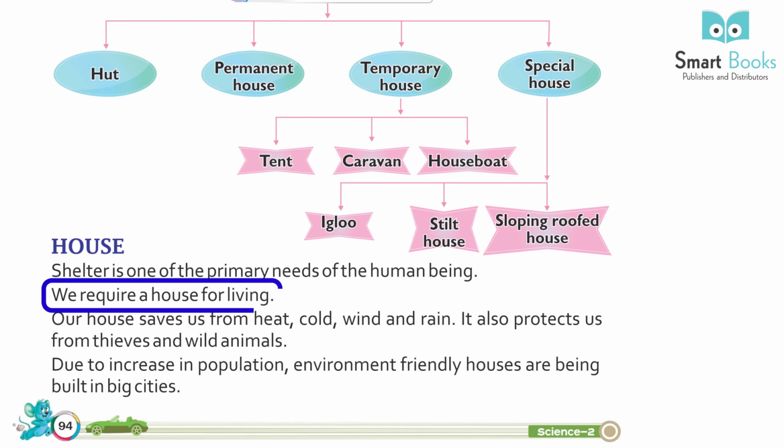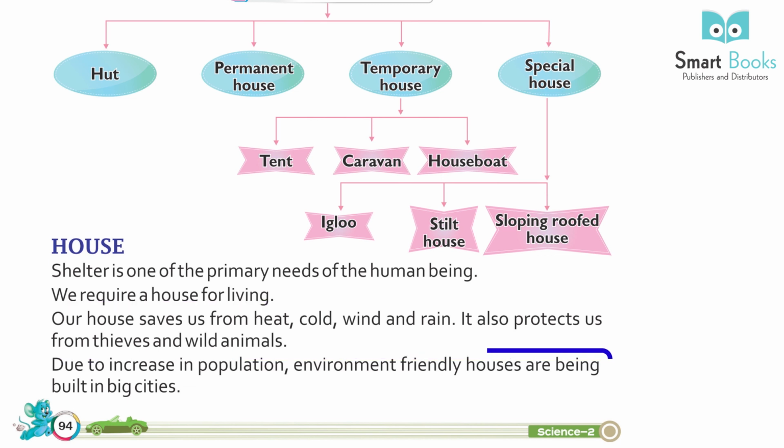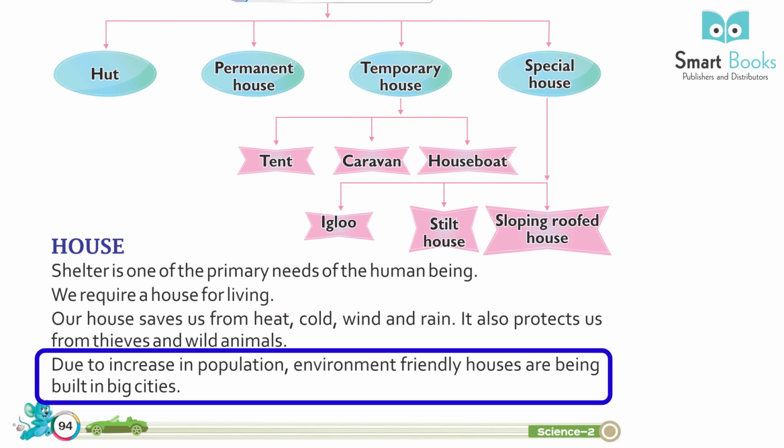We require a house for living. Our house saves us from heat, cold, wind and rain. It also protects us from thieves and wild animals. Due to increase in population, environment-friendly houses are being built in big cities.